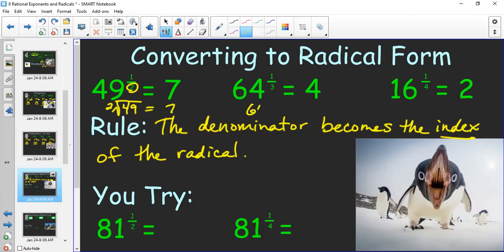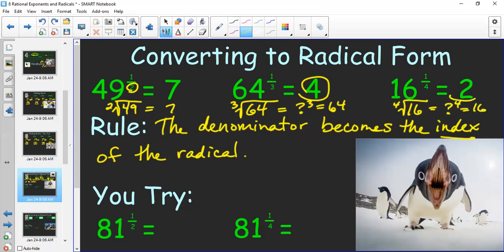Okay, I would take 64, put it under a radical. The denominator goes outside. So this would be what number to the 3rd power gives us 64? And that answer was 4. All right, if I took 16, put the radical and the 4th root, so what number to the 4th power would give us 16? And that answer would be 2.